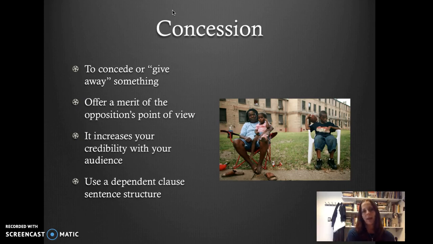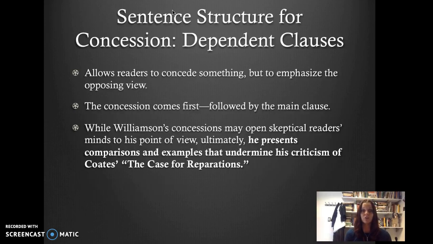Concession obviously means to give away, like a concession stand, where you go to get food or get something. To concede is to give up. One of the things that can be helpful about it is it helps your audience know that you are thinking about their view. It opens them up to you. And you can use this dependent clause structure, which I think would be really helpful. So if you look at this sentence, "While Williamson's concessions may open skeptical readers' minds to his point of view," comma, that's the dependent clause part, that's where you concede. Then you make your main point: "Ultimately, he presents comparisons and examples that undermine his criticism of Coates' The Case for Reparations."